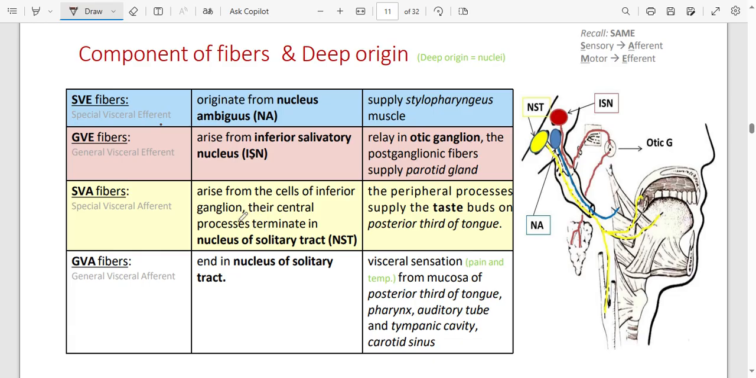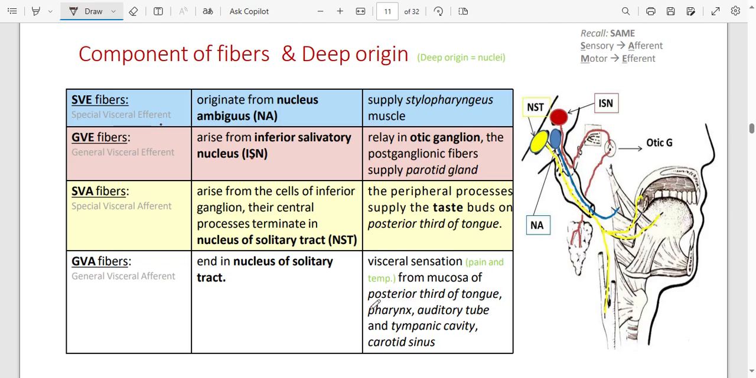You also have these fibers which arise from the cells of the inferior ganglion, and then their fibers terminate in the nucleus of tractus solitarius. And these ones are for taste. Remember we said that the taste sensation from the posterior third of the tongue, and also the general sensation from the posterior third of the tongue, is via the glossopharyngeal, and the nucleus to which they terminate is the nucleus solitarius or the nucleus of tractus solitarius.